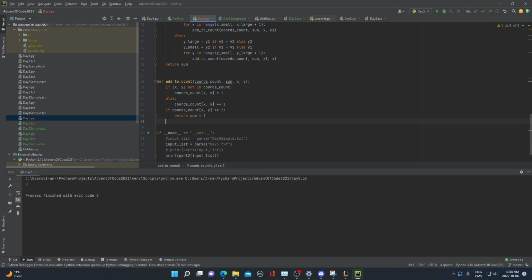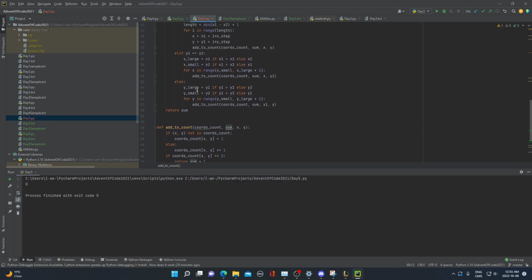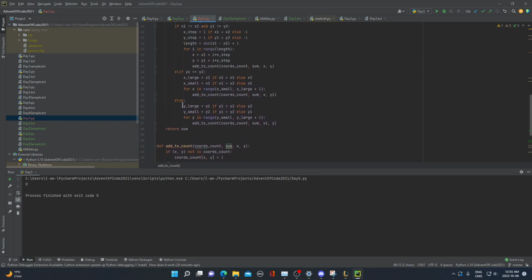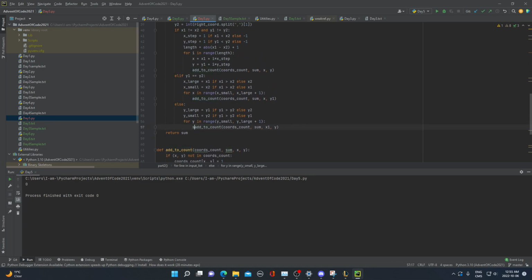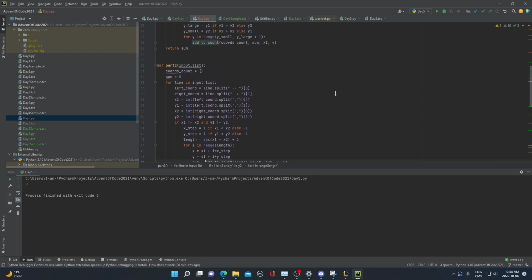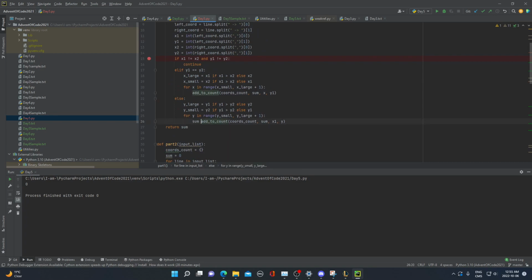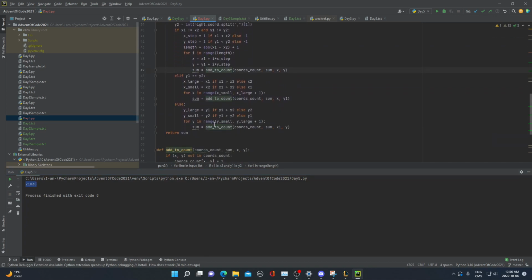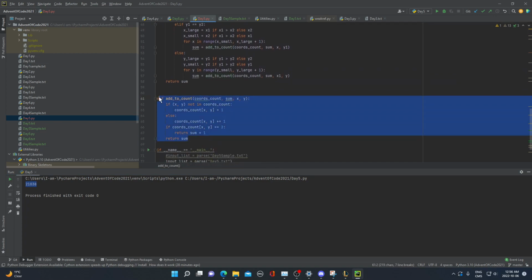Return sum plus 1, and then here we just return the sum. We just do sum equals. That should work. Yep. So now this is much cleaner, and we use this little helper function to remove duplicate code.